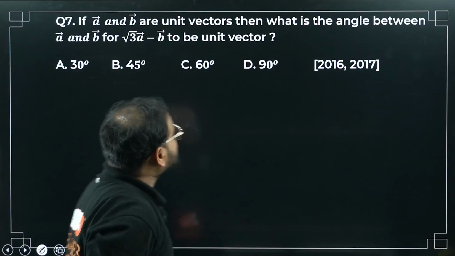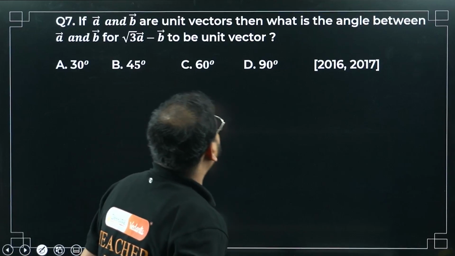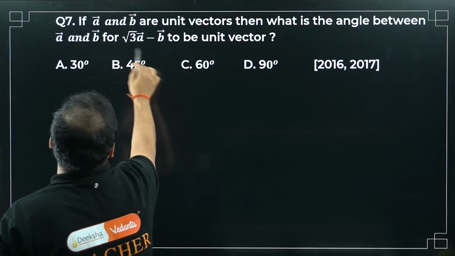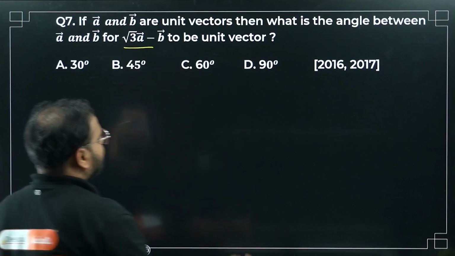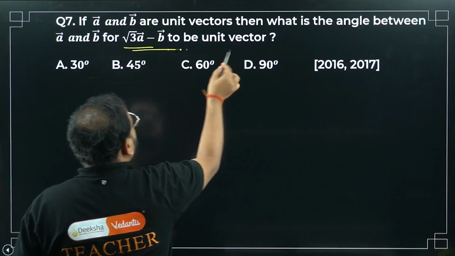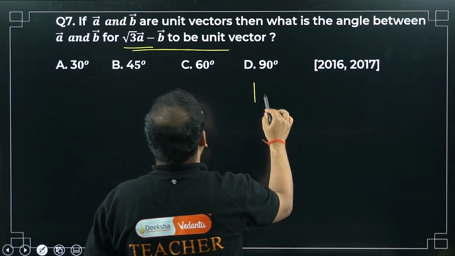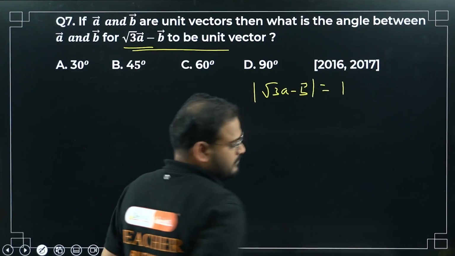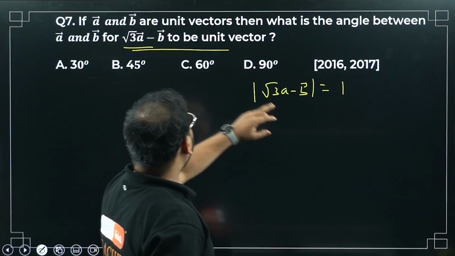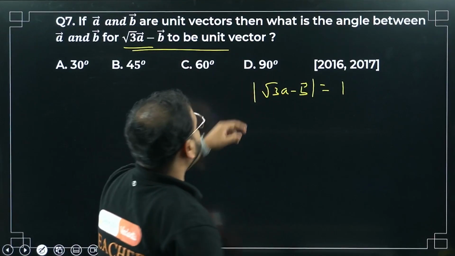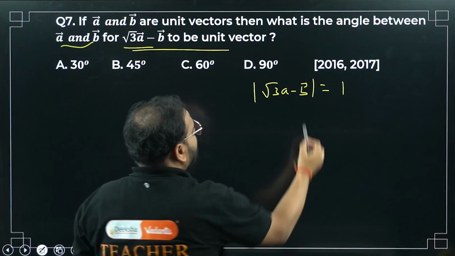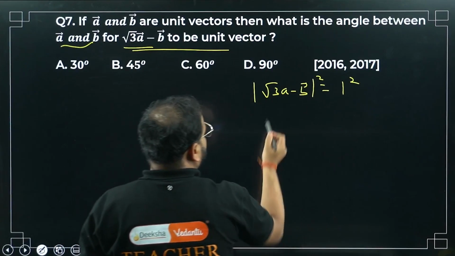Simple question. 7th problem. If A and B are unit vectors, then what is the angle between A and B for this condition to be a unit vector? So what they've given here is that root 3 a minus vector b, its mod is 1. You have to prove this, right? But for what angle between A and B? They're asking us theta, right? So we can just take the whole square on both sides.